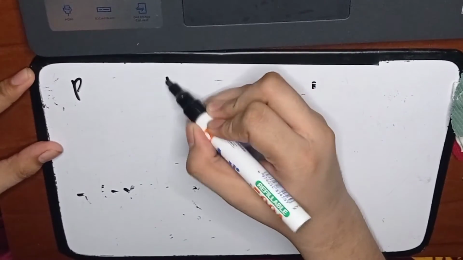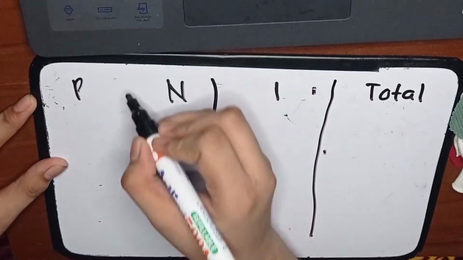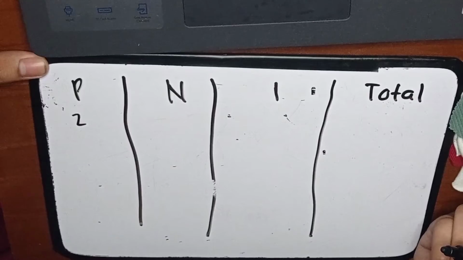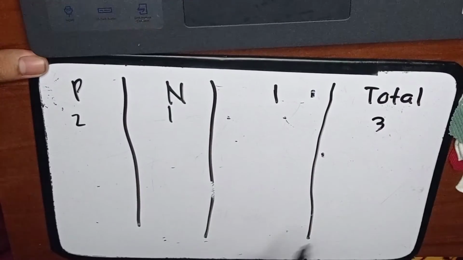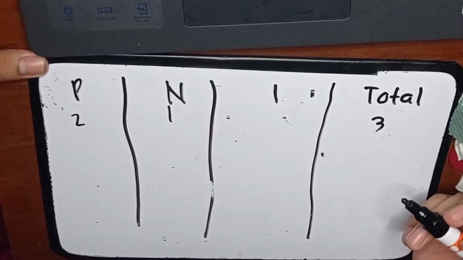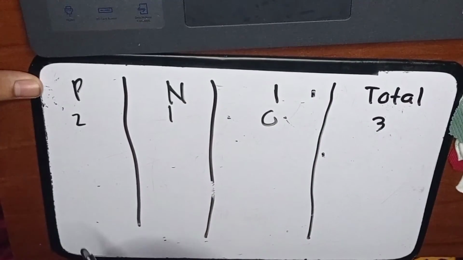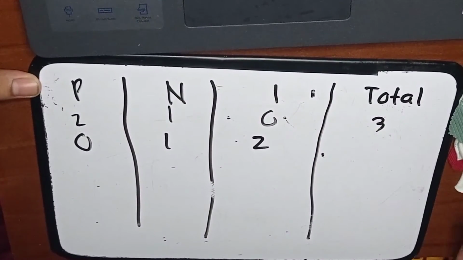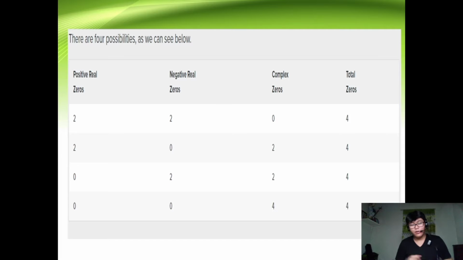Positive, negative, imaginary, total. Again, the first one is positive, meaning we have 2. Let's first use the 2. And the negative is 1. The total is 3. Since there are 2 and 1, 2 plus 1 is 3, there will be no imaginary roots for this equation, so 0. Again, the positive real roots are either 2 or 0, so we're going to use that 0. And then 1 negative root. So there will be 2 imaginary roots in order for us to get the total of 3 roots. That's the Descartes' rule of signs.